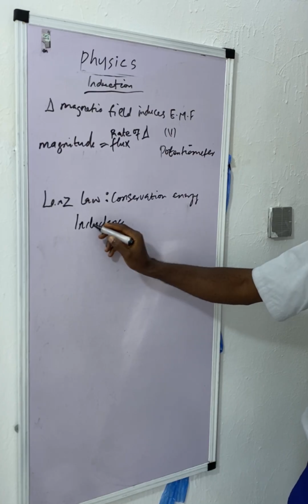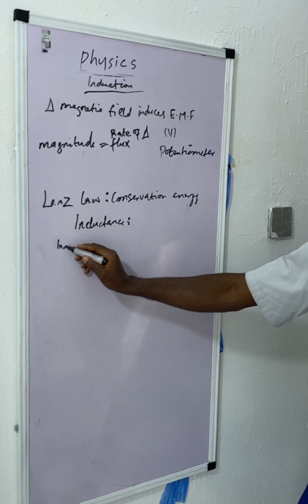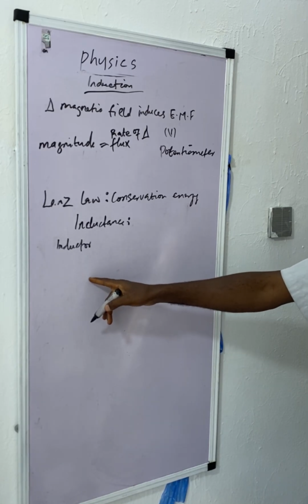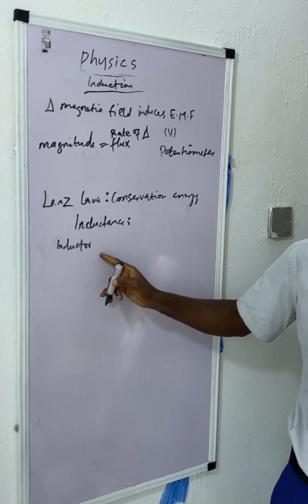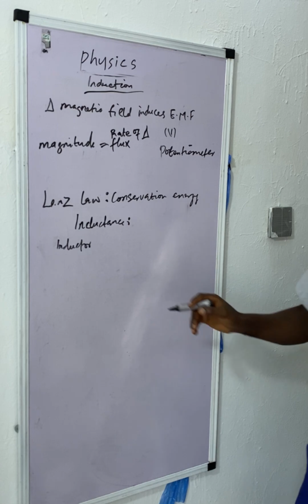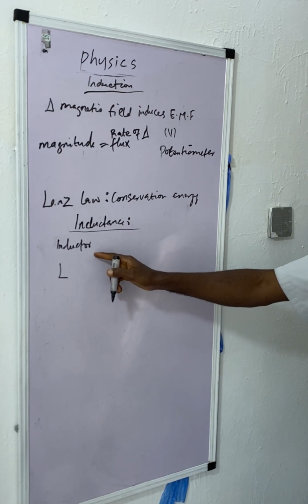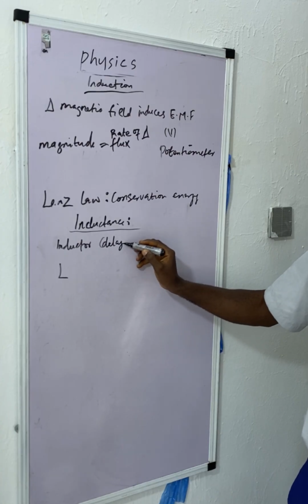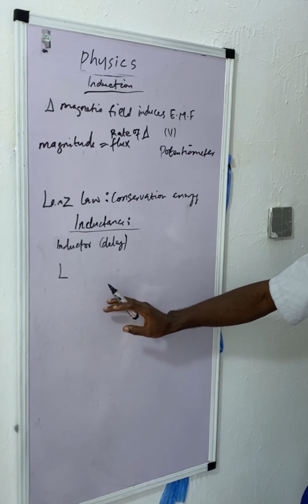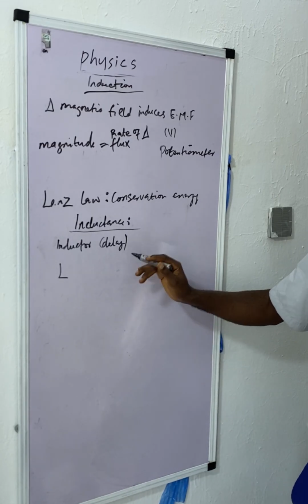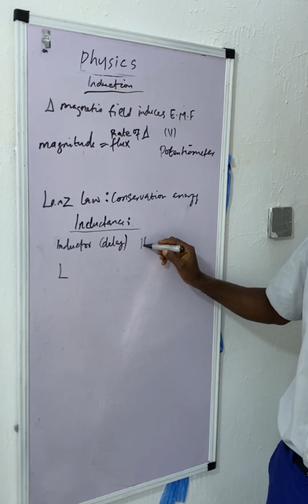What is inductance? Inductance can be defined as the property of an inductor when an inductor opposes change in current by inducing EMF. It's usually represented with L. Inductors delay current. It opposes change in current. It delays the current by inducing an EMF. That's what an inductor does. Its SI unit is what? Henry.